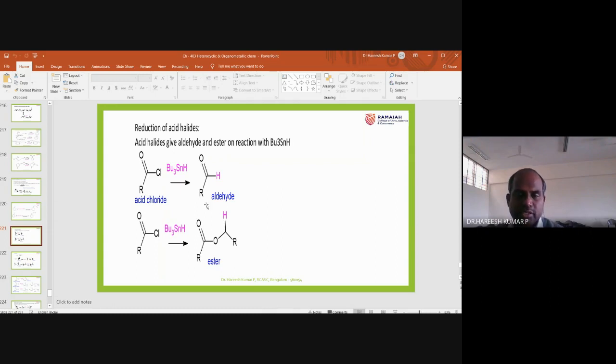So these two are the general reactions. General reaction means acid chloride, when it is treated with tributyl tin hydride, gives aldehyde. Similarly, acid chloride, when it is treated with tributyl tin, gives an ester. Okay. So with this, I will go to the next slide.